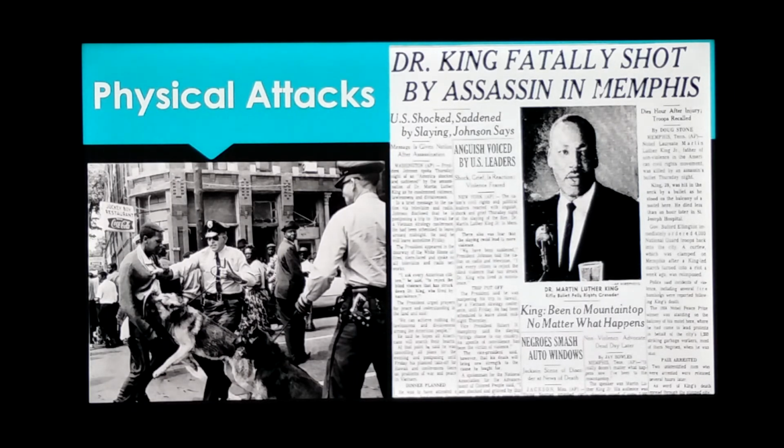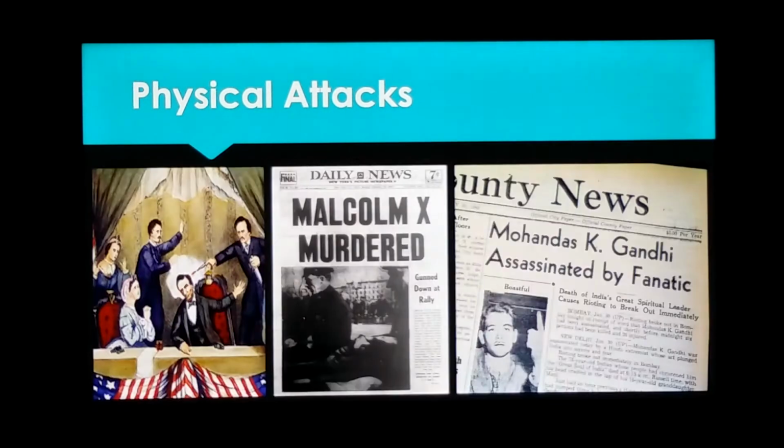We will talk about all this stuff a whole lot, obviously, as we go through this unit. But we've got Lincoln here on the left getting shot by Booth. We got Malcolm X murdered, gunned down at one of his rallies. Mahatma Gandhi killed by a fanatic. It says right here.